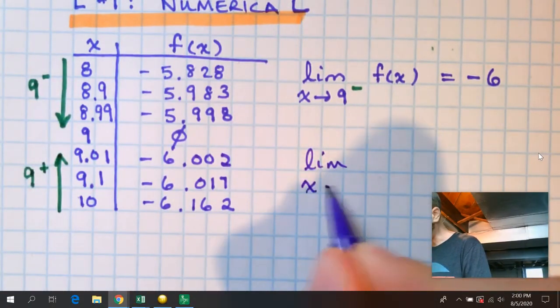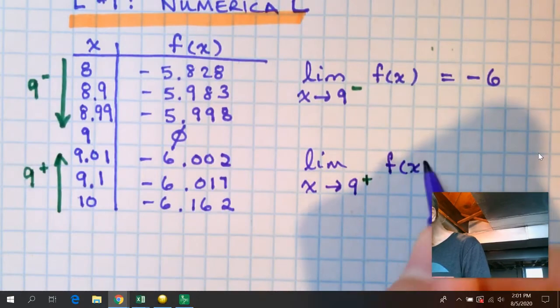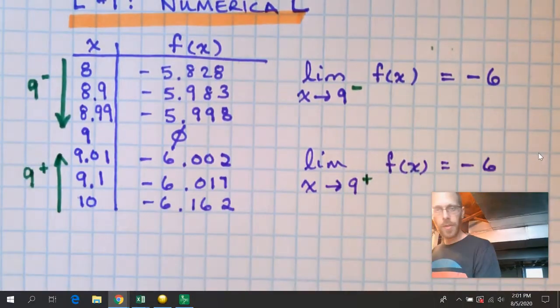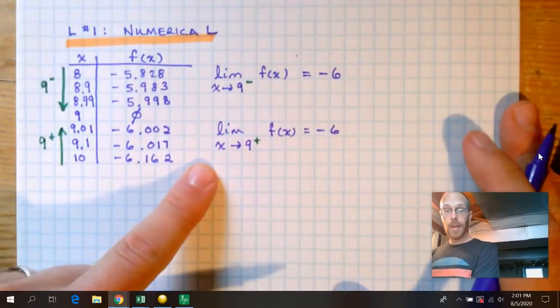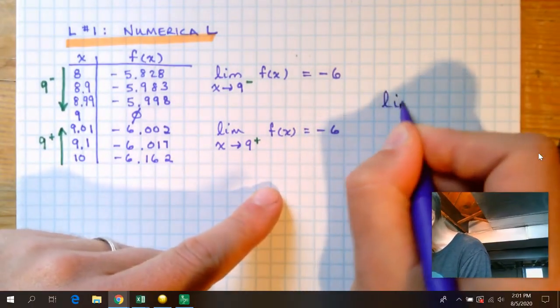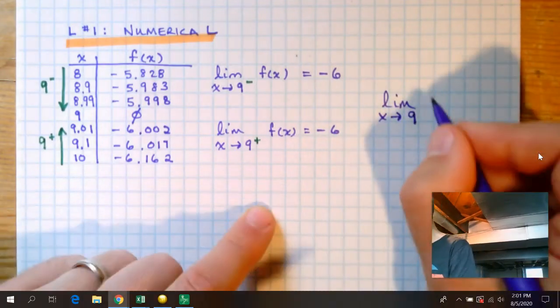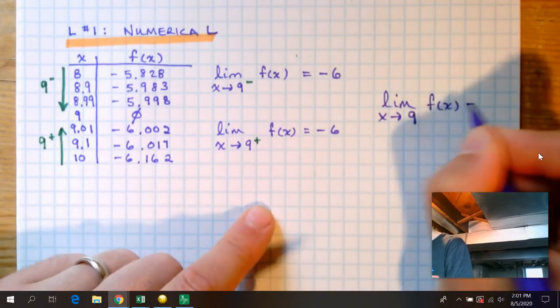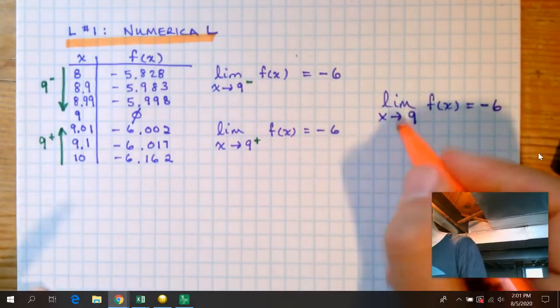So this is pretty strong evidence right here that as we approach 9 from what's called the positive side, the limit as x approaches 9 is negative 6. All right, so what can we conclude from that? Well, if the left side is approaching negative 6 and the right side is approaching negative 6, then that implies that the limit as x approaches 9 in general, no positive or negative, of f of x is equal to negative 6.